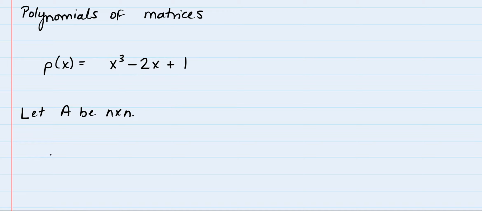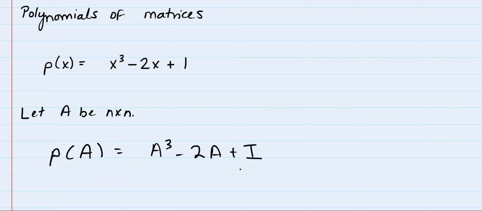So instead of this x, we could put p of A. Now, here I'm assuming A is an n by n square matrix. This is equal to A cubed minus 2A plus the identity matrix. That's how we're thinking of polynomials involving matrices.